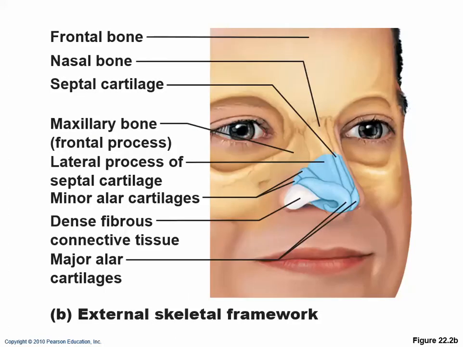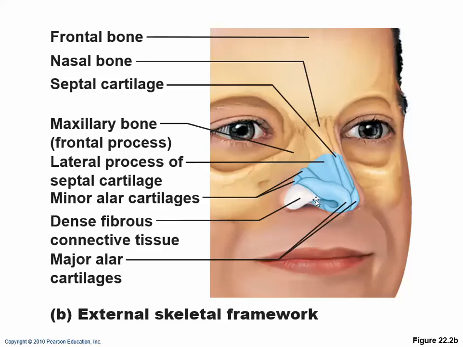Internally, beneath the skin, part of the external nose is made of bone. It's mostly the nasal bone and the frontal process of the maxillary bone. I guess a bit of the frontal bone comes down right here. That's frontal bone. The zygomatic bone doesn't make it that far over. This is all maxilla here. Then this is hyaline cartilage. These cartilages give the shape of the nose.